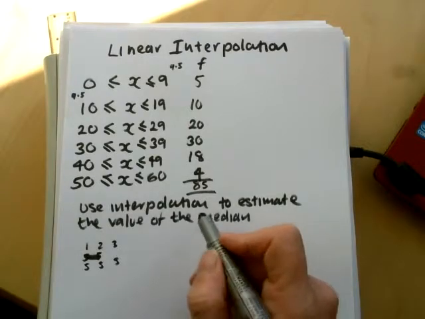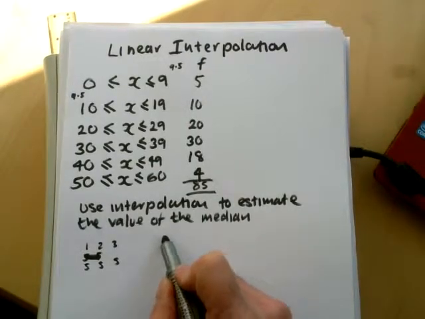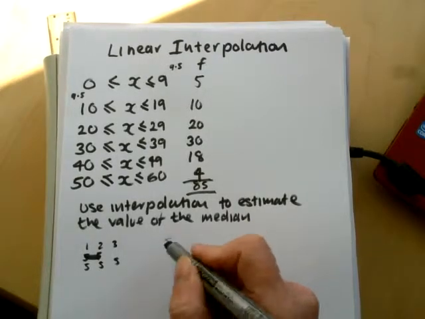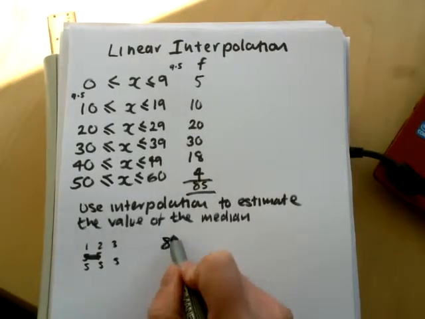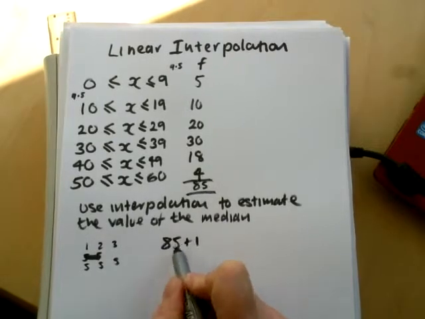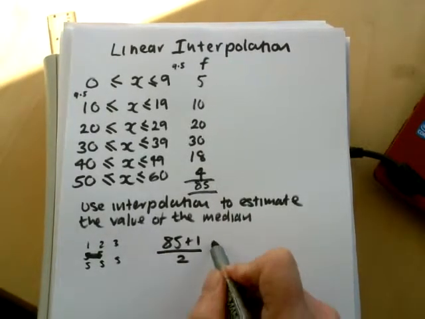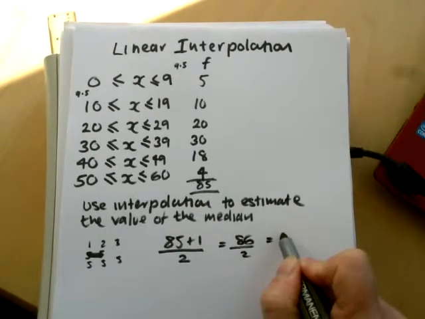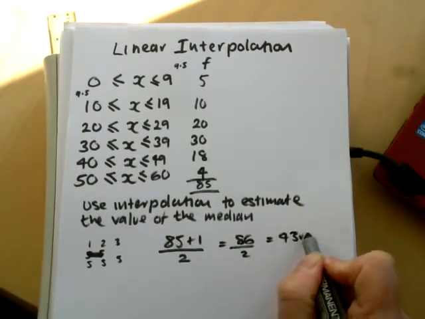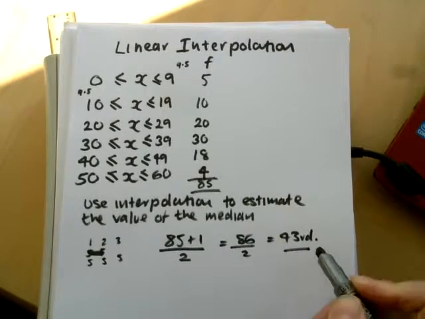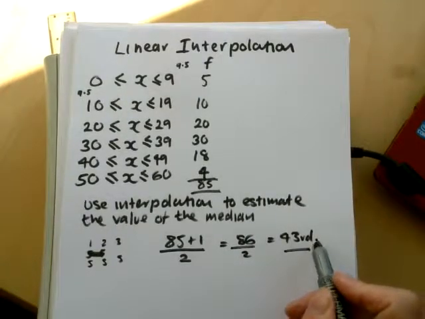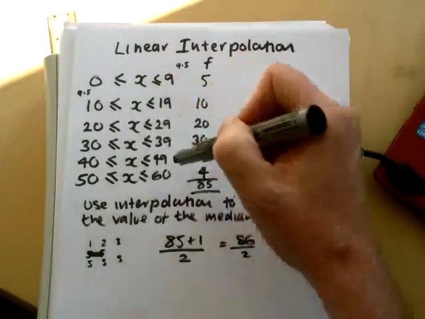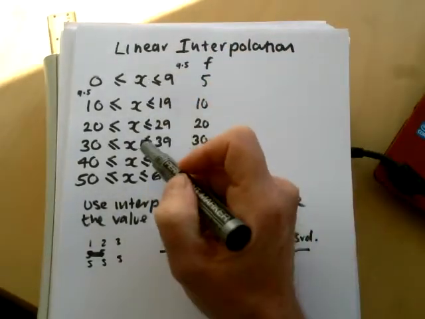But what we're trying to find out is the value of the median. If there are 85 scores, the middle score can be found by adding 1 and dividing by 2. That gives me 86 divided by 2, so we're looking for the value of the 43rd score. Okay, the value of the 43rd score. So you've got to find out which interval the 43rd score will be in.